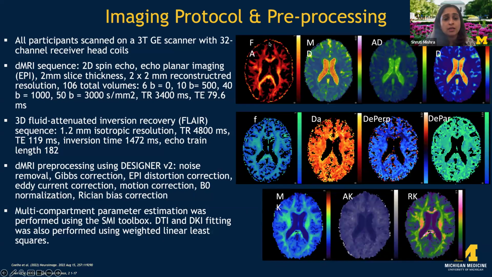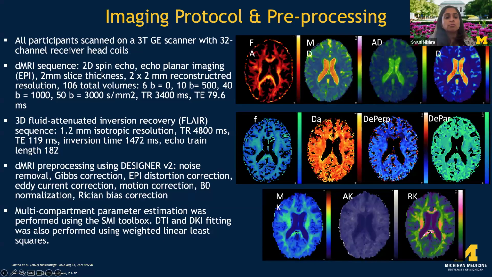So we had basically 4 parameters derived from DTI: fractional anisotropy, mean diffusivity, axial and radial diffusivity. And then from kurtosis, we had mean kurtosis, axial and radial kurtosis. Our 4 standard model parameters that we looked at were f, again a measure of the intra-axonal volume fraction, in other words, axonal volume, and Da, a measure of axonal integrity.